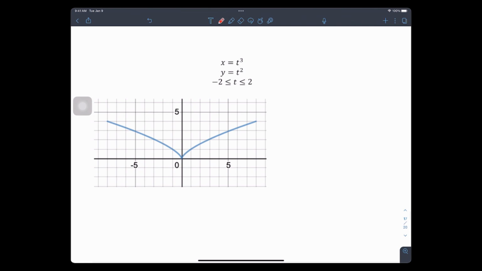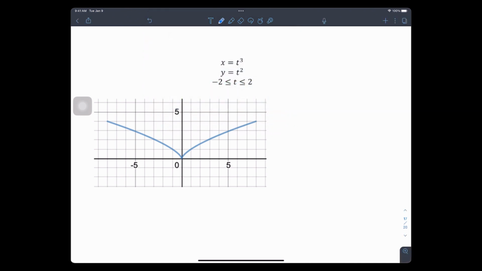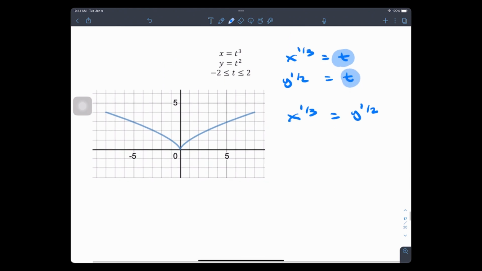And then this, in case you guys didn't know what this is, you might have seen this in calculus 1. Isn't x to the 1/3 t, y to the 1/2 t? X to the 1/3 is y to the 1/2 because these are both equal to t. And so you say, how do I get y? Well, square both sides. Y is x to the 2/3.